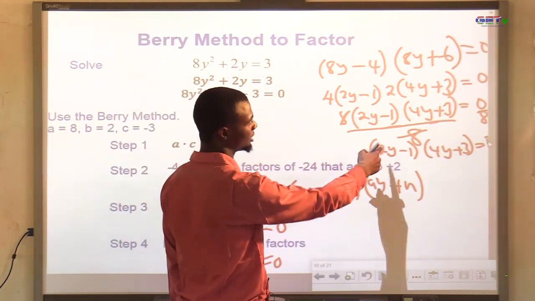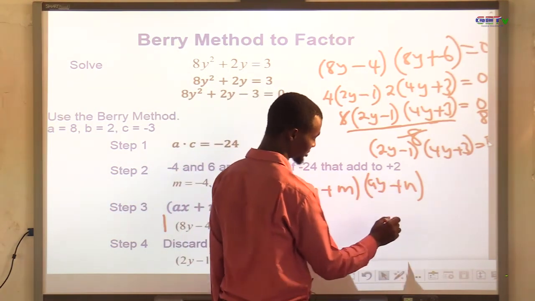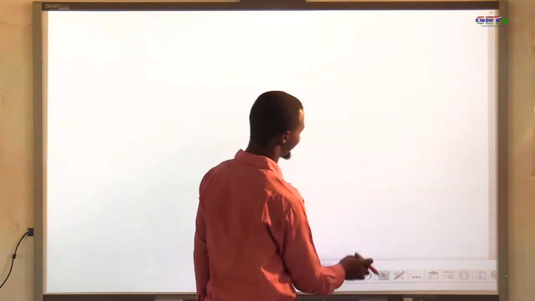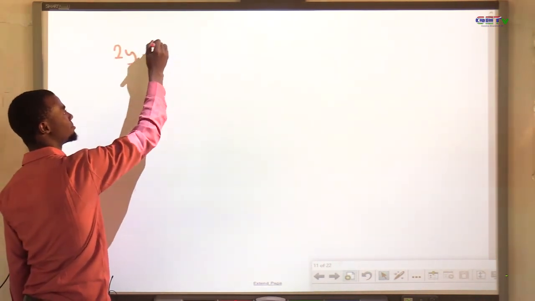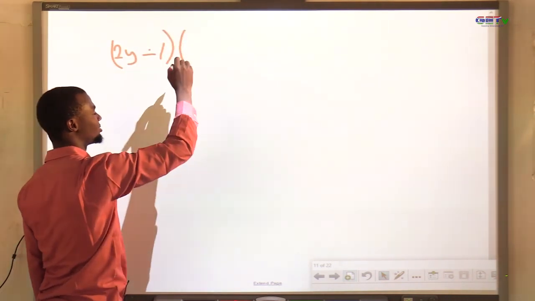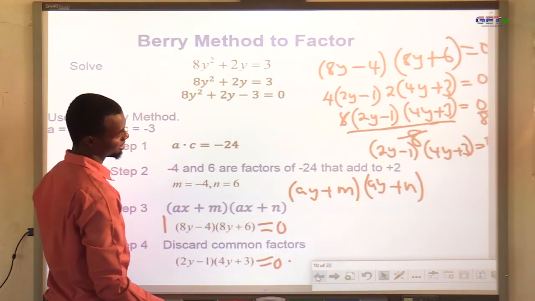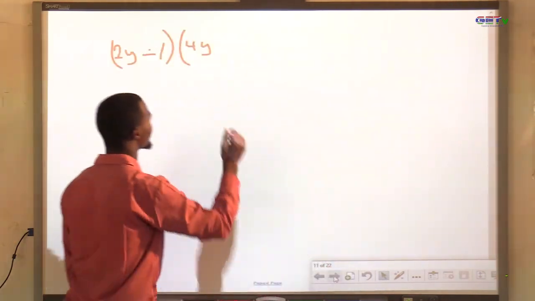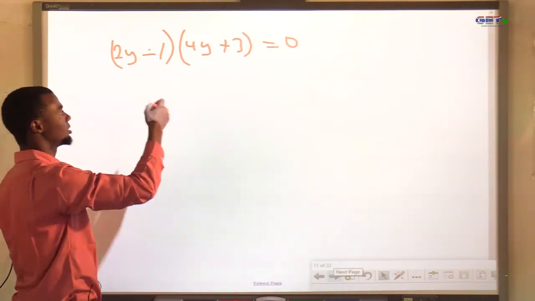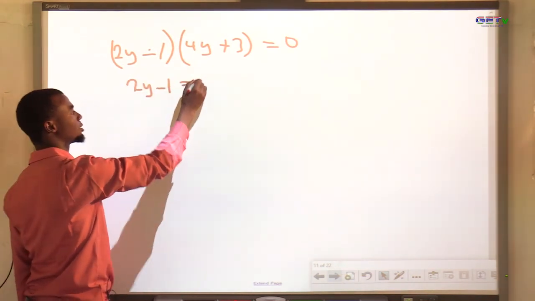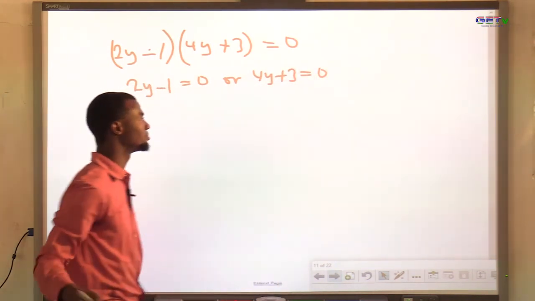So I will take this one because this is the simplified one. It will be easier with this one. So you will have 2y minus 1, then you have 4y plus 3. 4y plus 3 is equals to 0. So you set each of them to 0. That is going to be 2y minus 1 is equals to 0, or 4y plus 3 is equals to 0.